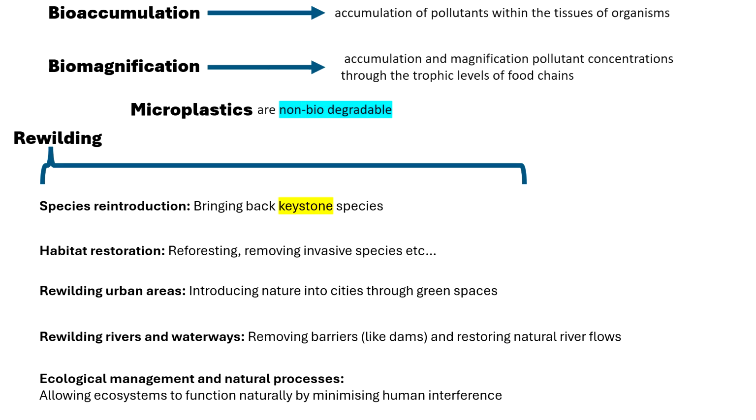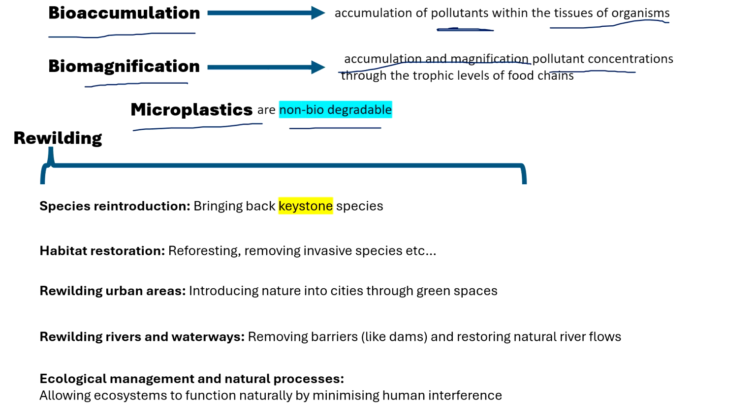Two keywords right here. So we have bioaccumulation, which is the accumulation of pollutants within the tissues of organisms. For example, microplastics, which are actually non-biodegradable. This means that in nature they cannot degrade, they cannot break down naturally. A plastic water bottle can be in nature for millions of years and not degrade, okay? Second keyword, biomagnification. So this is the accumulation and magnification of pollutant concentrations through the trophic levels of food chains.